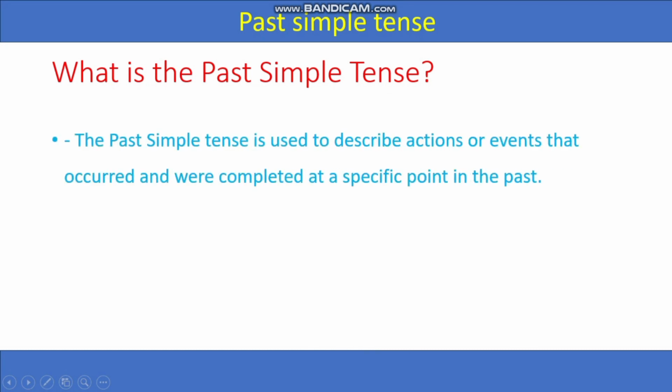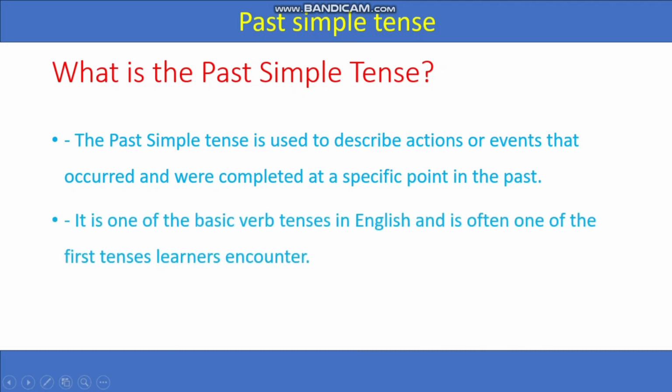The past simple tense is used to describe actions or events that occurred and were completed at a specific point in the past. It means the actions or events that occurred in the past or were completed in the past at a specific time. This is our past simple tense. This is the use. This is the definition. This is the concept of past simple tense.